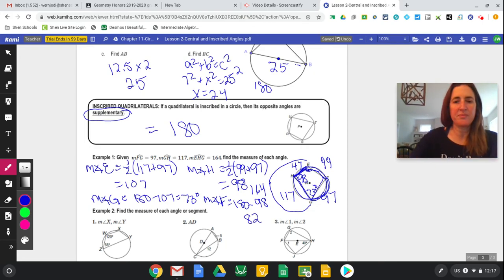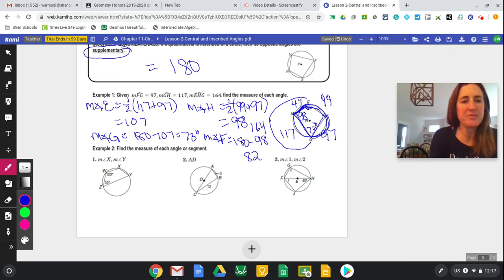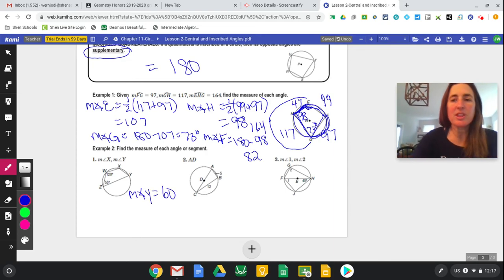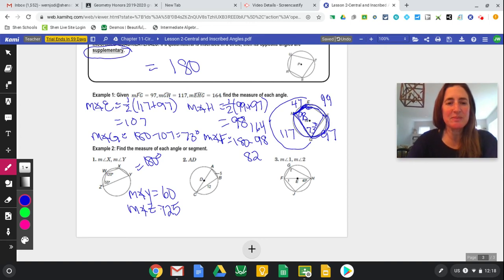So much fun. Let's just look at these quick examples down here, see if we can figure them out. If this guy's 120, I know the measure of angle Y is opposite it. And remember, they're not equal to each other when it's inside a circle. They add up to 180. So Y has to be 60. And I know that Z has to add up to 180 with the 55. So that's going to end up being 125. Remember, the opposites equal 180 degrees.